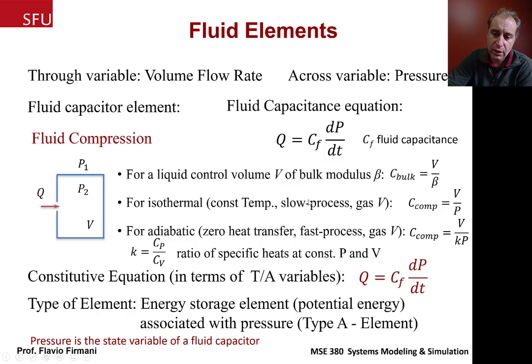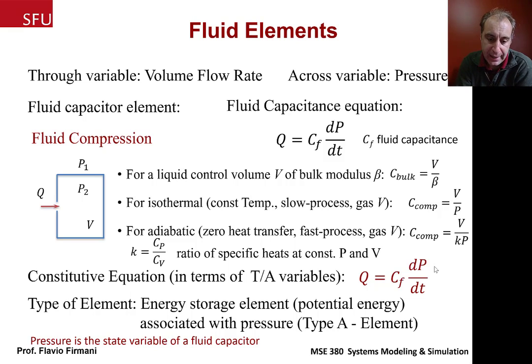Now, these two cases, isothermal and adiabatic, we're not going to see in detail. We're going to consider cases where we're compressing a particular fluid, and we're going to use the fluid capacitance determined by the bulk modulus of how that particular fluid compresses. So in terms of the through and across variables, the volume flow rate is equal to the fluid capacitance times the time derivative of pressure.